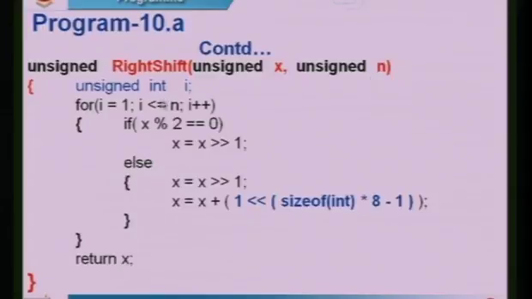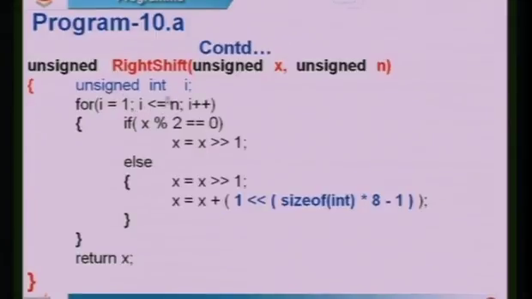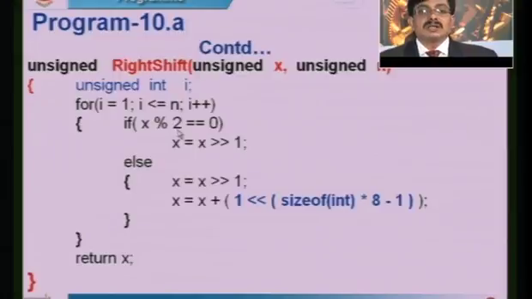Now, here I have taken one local variable, unsigned int i. Within a block I can declare a local variable. You will get to know what exactly a local variable is at the end of this session. Now, for i equal to 1, i less than or equal to n, i plus plus. These many times I am supposed to rotate this particular number x. Now, I check here whether x mod 2 is equal to 0 or not. The reason is to confirm whether the last bit is 1 or 0.